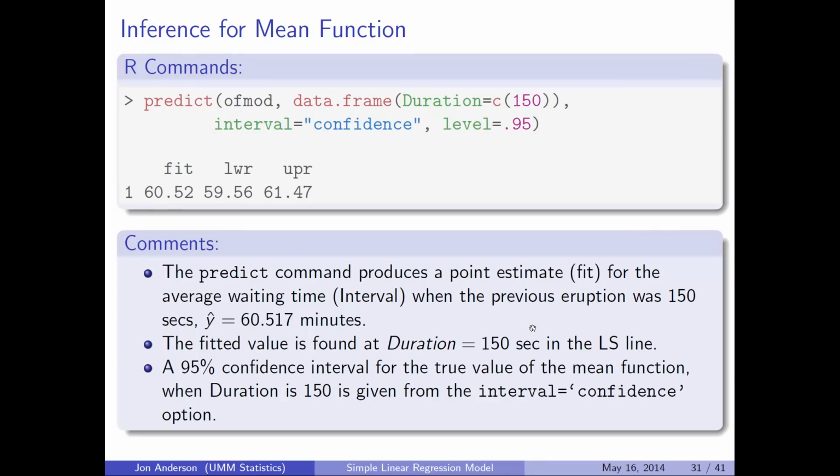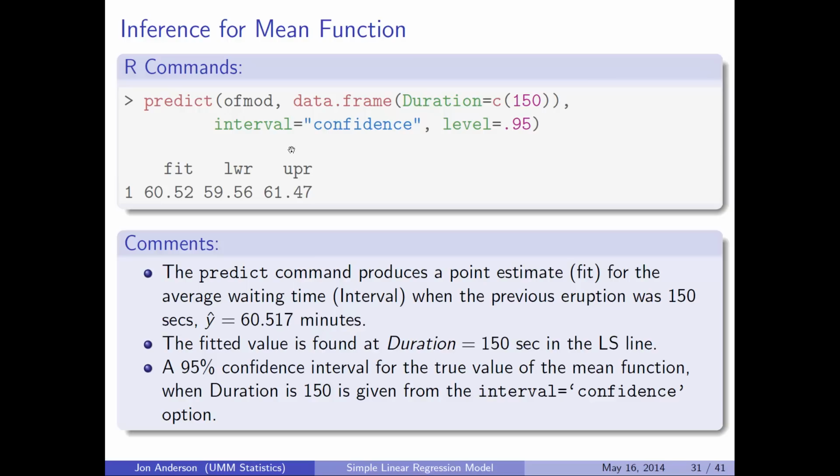Here is how you would be able to use R to, for example, try to learn about what the value of the mean function is, how long you have to wait in minutes for a previous eruption duration that was 150 seconds. Notice what you do is you use a predict command, you put in the R regression model object, mod. You provide a new value of the predictor variable duration in a little mini data frame that only has the duration of 150 seconds.